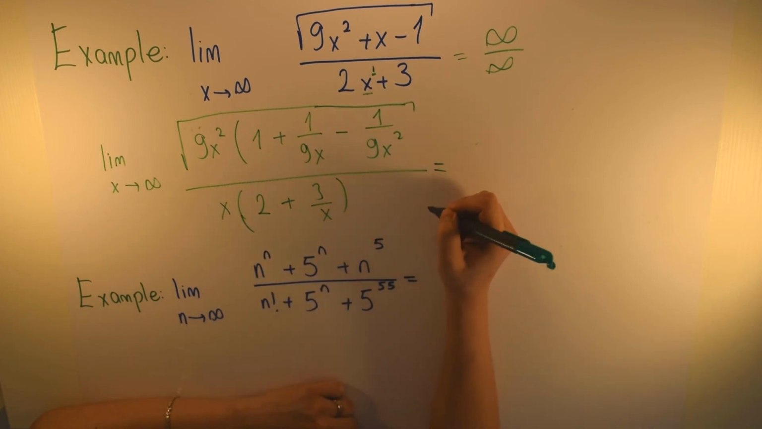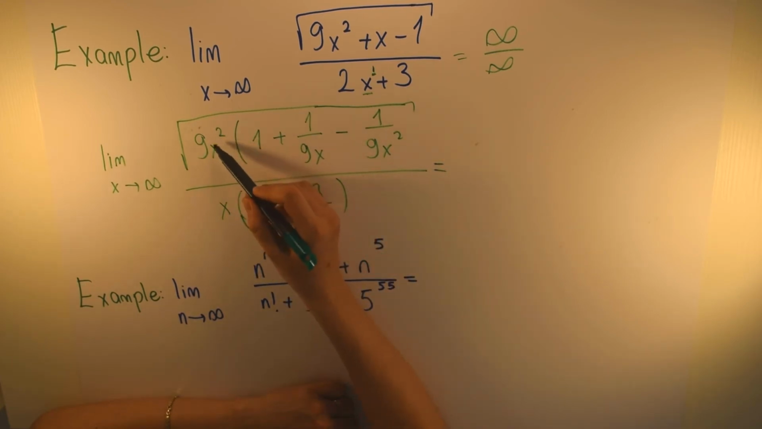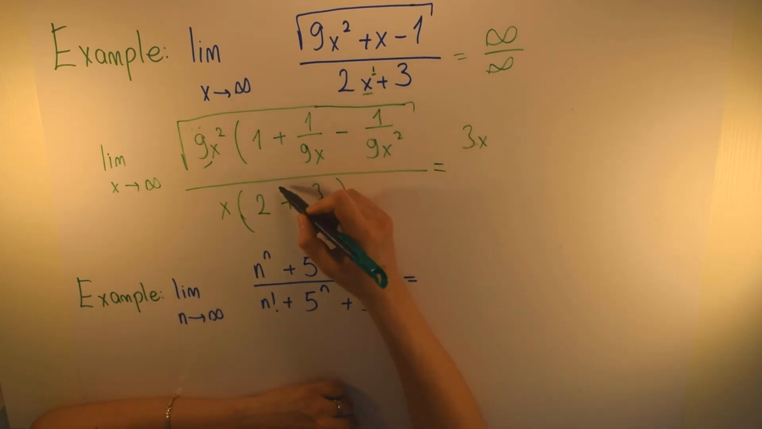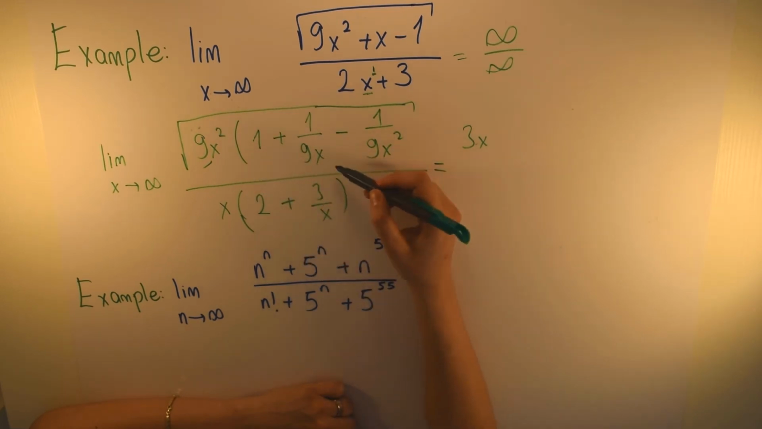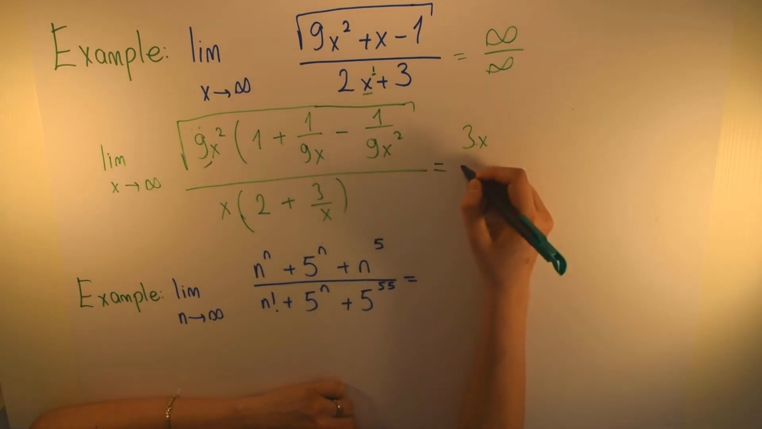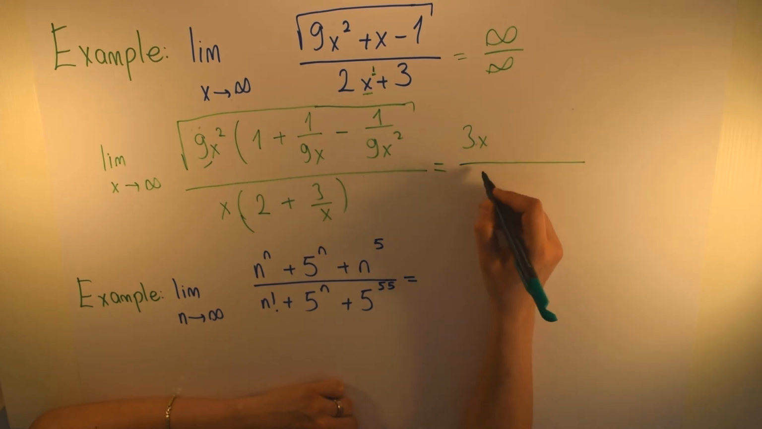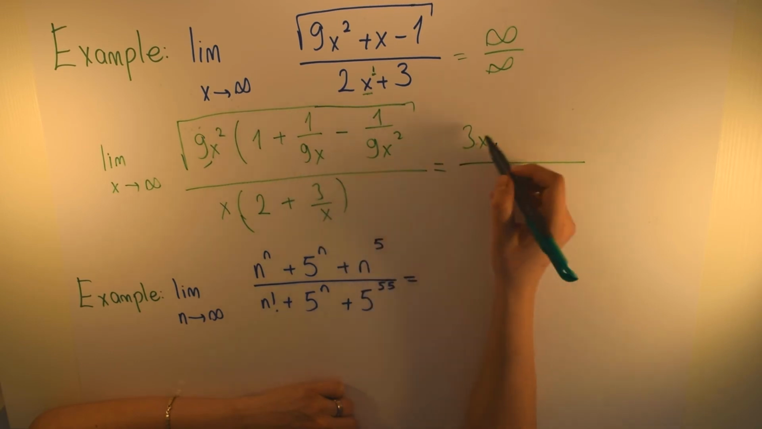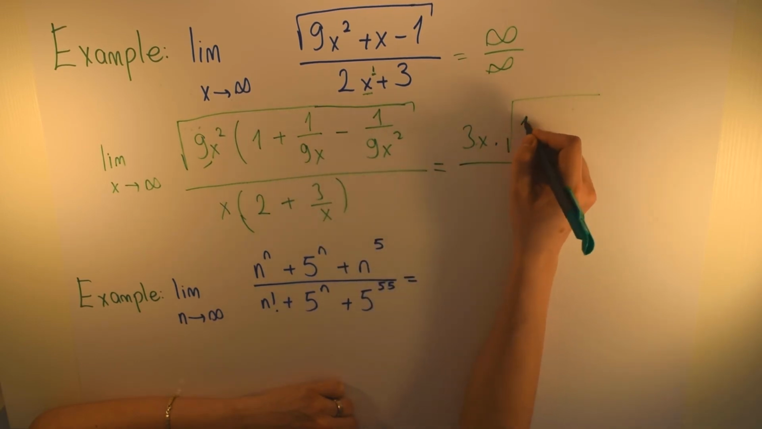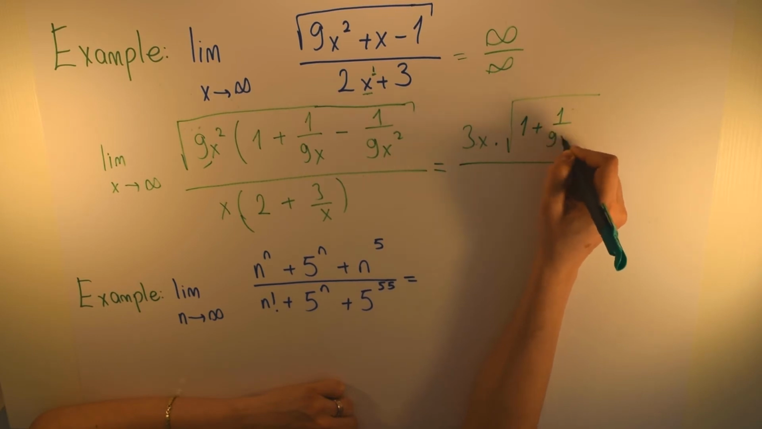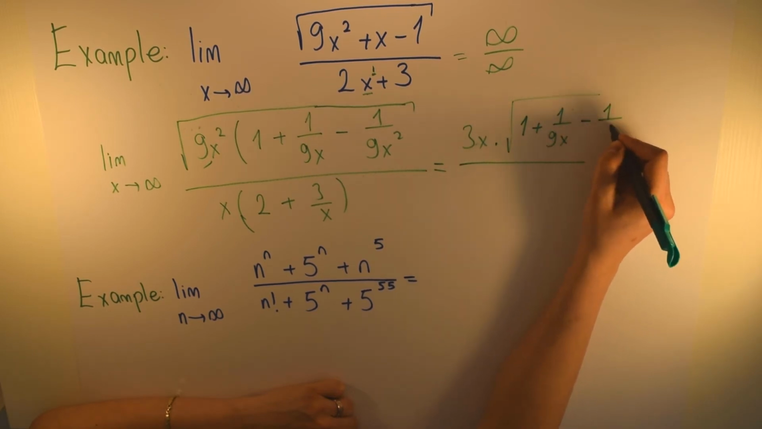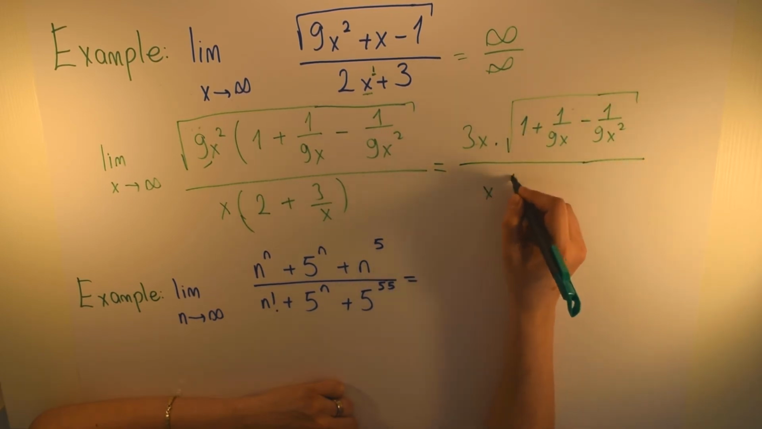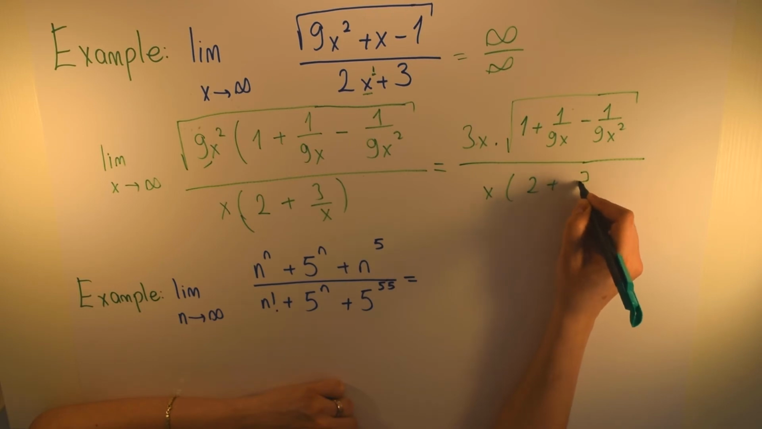So let's continue. Here, 9x squared, I can write this as 3x. So this will be 3x, and here we have 3x times, all in the square root, 1 plus 1 over 9x minus 1 over 9x squared, over x times 2 plus 3 over x.